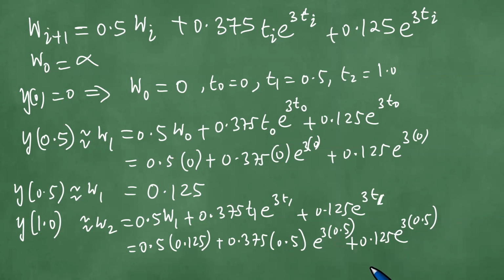We just need to do this quickly and get the answer. Let me do this one and see what it is. So what we have is 0.5 times 0.125 plus 0.375 times 0.5 times e to the power 3 times 0.5. And then we get plus 0.125 times e to the power 3 times 0.5. So this one is the same as 1.46.